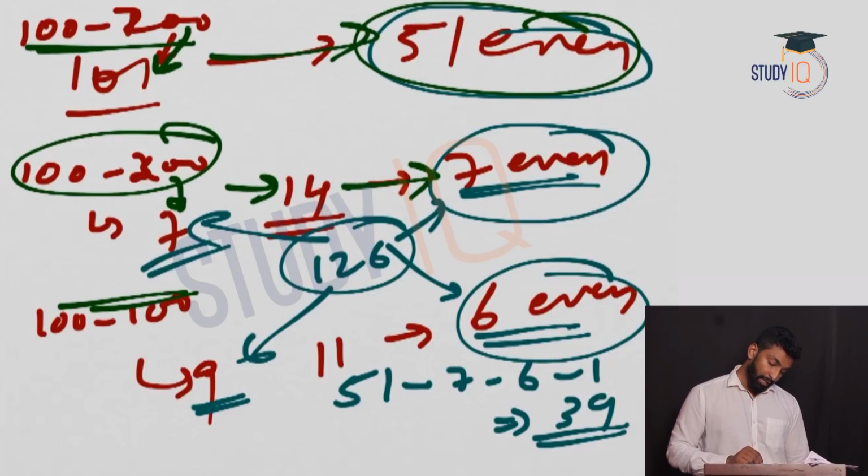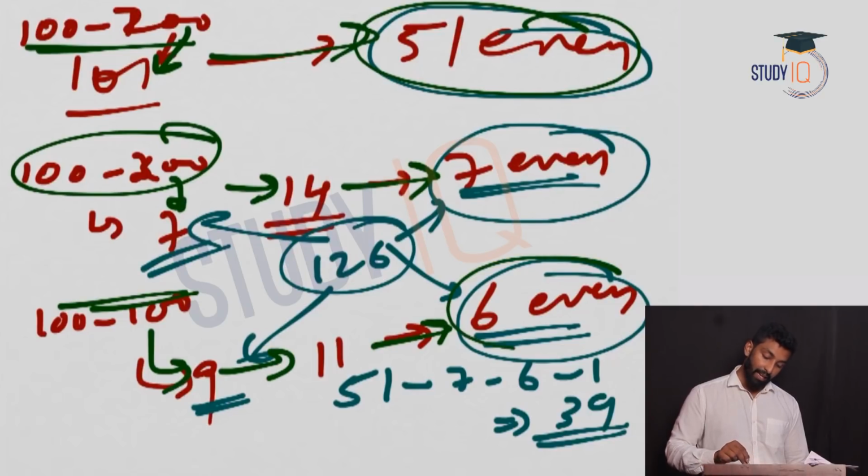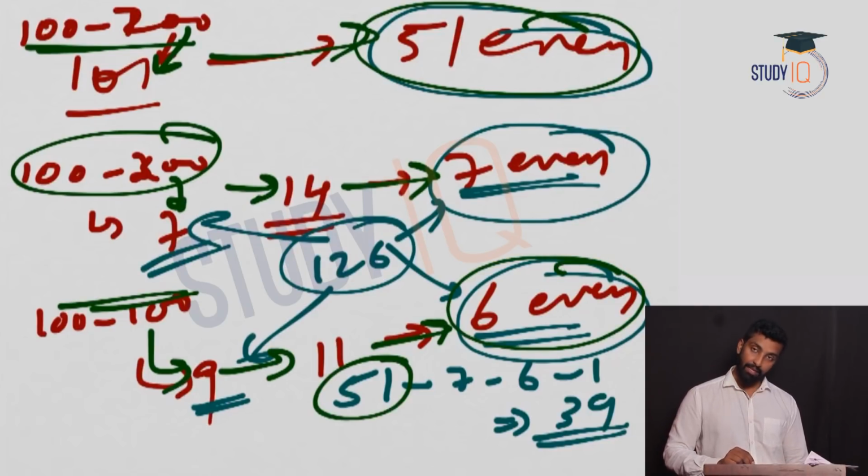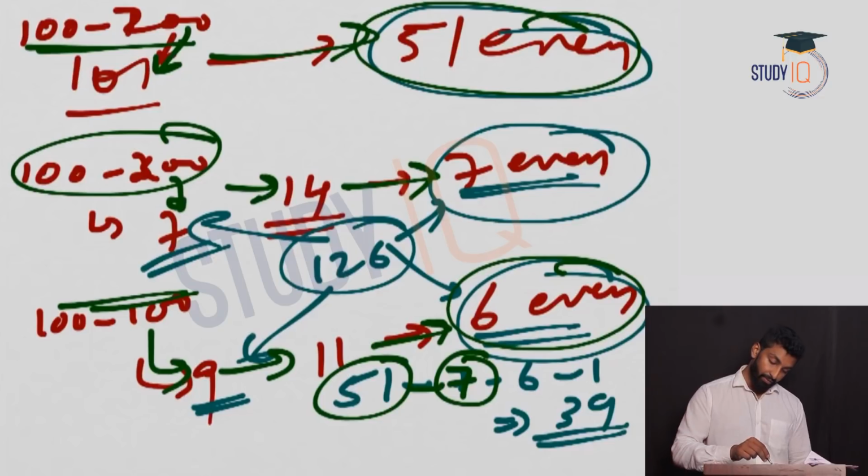100 to 200, multiples of 9, 11. Out of that, 6 are even. So 51 even numbers are there total. Subtract 7 even multiples of 7, because the 7 even multiples of 7 will be added in 51, so you are avoiding that.